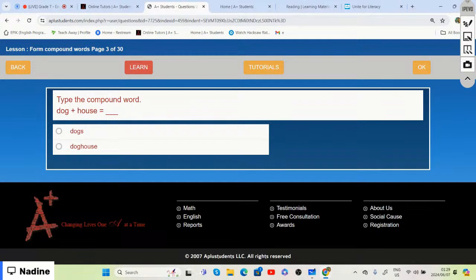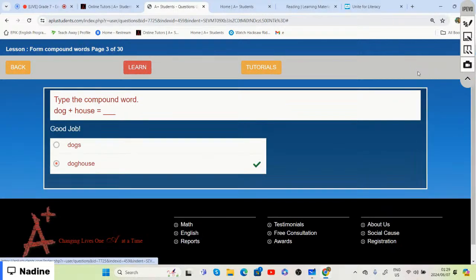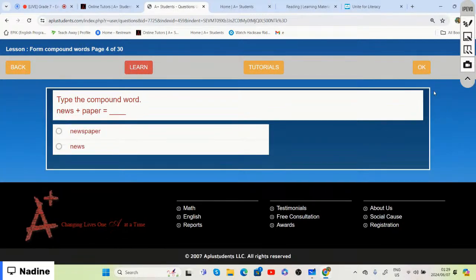All right, so now we need to type a compound word. We have dog plus house. Is it dogs or is it dog house? And dog plus house, we can say yes, it is dog house because that is two words that we have added together to create one word. So well done. Dog house is correct.